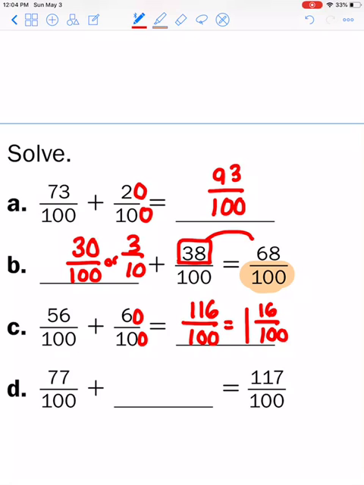Okay, next one. How did I get from 70 to 117? Well, I have to add, and it could be 4/10 or 40 hundredths, because remember, those are equivalent.